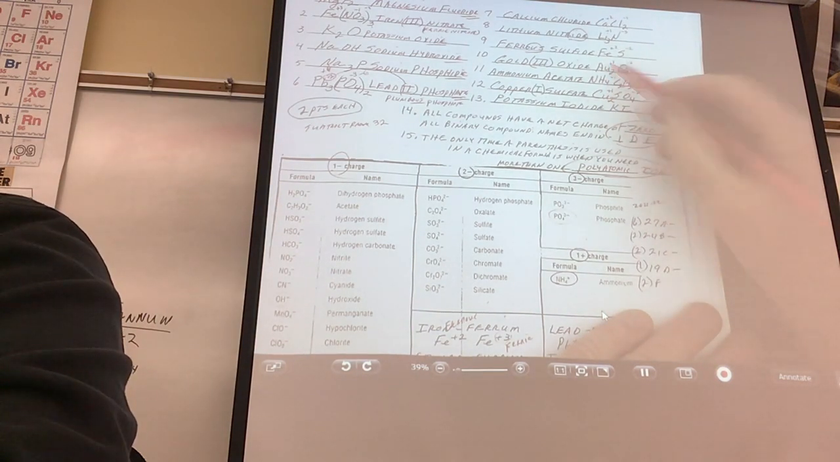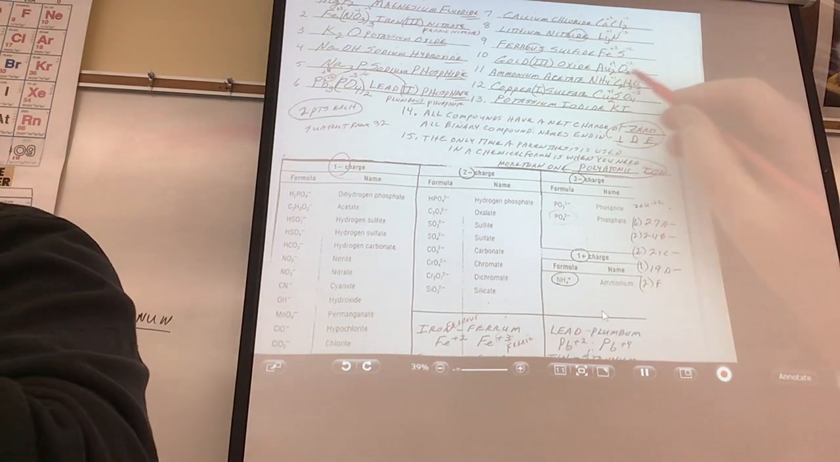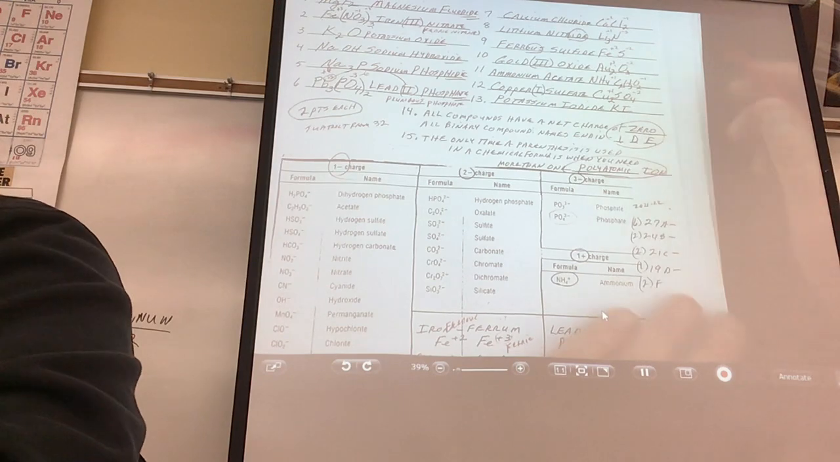So the lowest number they both go into is 6, right? And so 2 times 3 is plus 6. 3 times negative 2 is minus 6. So you put a 2 here and a 3 here. That was probably the trickiest one on there. Let's go to the next one.